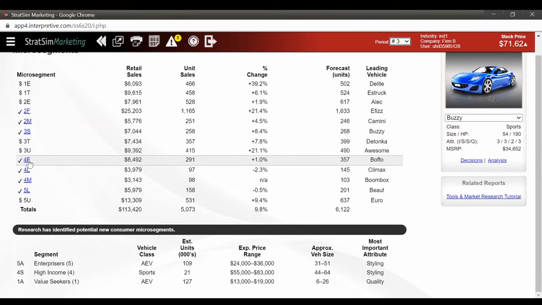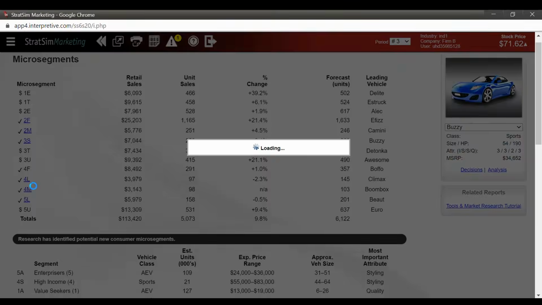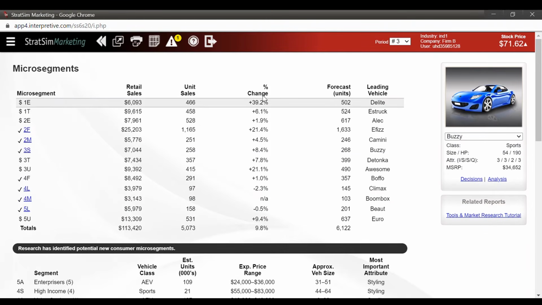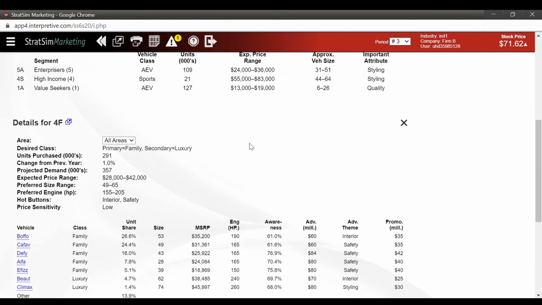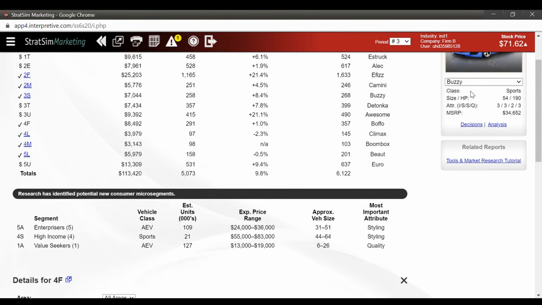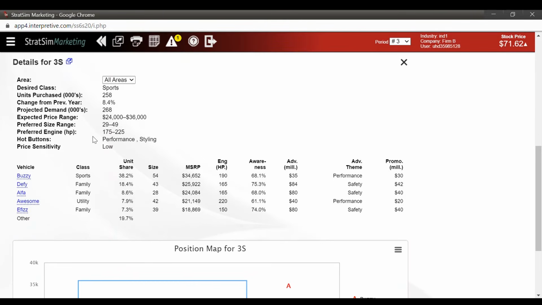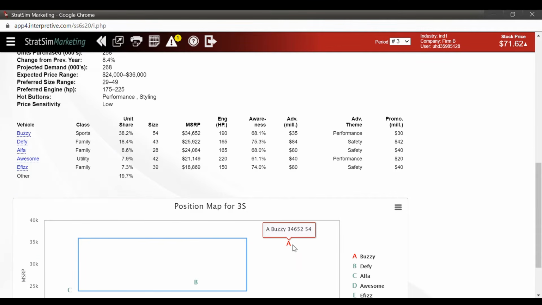Each one of these tests is going to cost you about $25,000. So let's look at the Buzzy in the 3S microsegment. You want to take a look at where your vehicle is compared to where the consumer wants it to be. The consumer wants it to be here inside this box, preferably in the center.